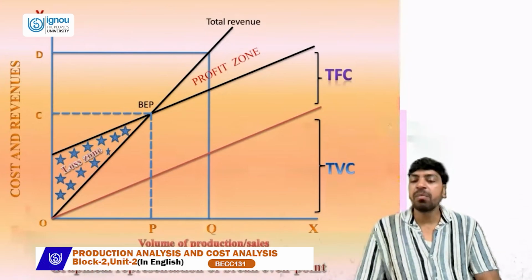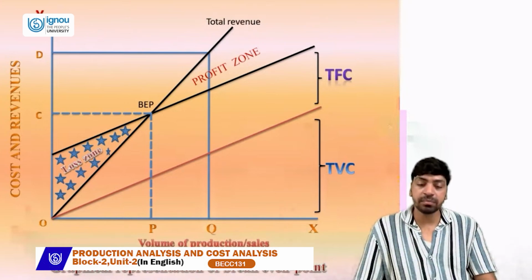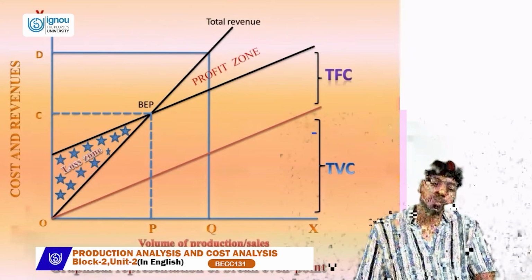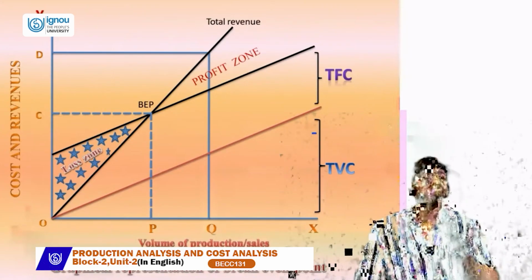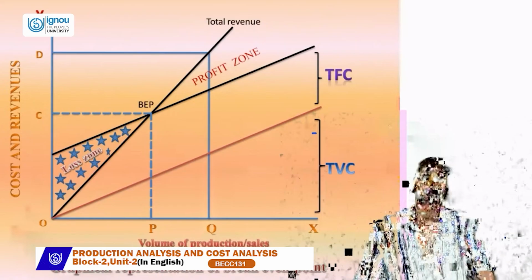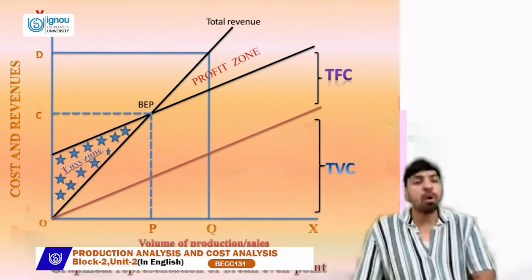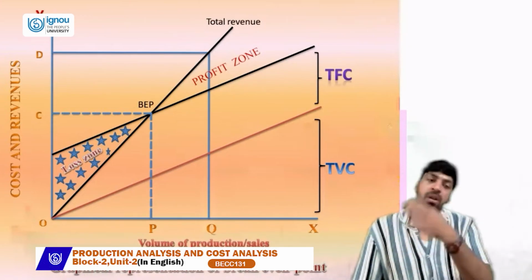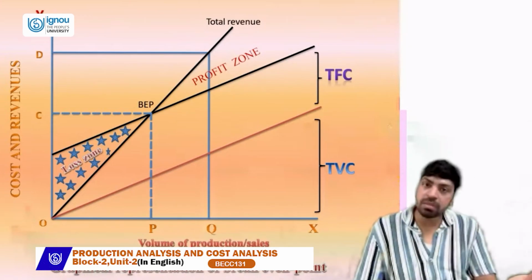And on the x-axis, the volume of production or sales is shown, and on the y-axis, cost and revenue. As I already told, when the total revenue cuts the total cost, that point is called the break-even point. Above the break-even point is the profit zone; below the break-even point is the loss zone.